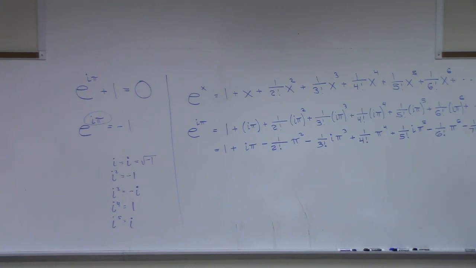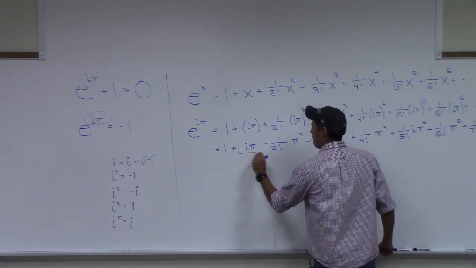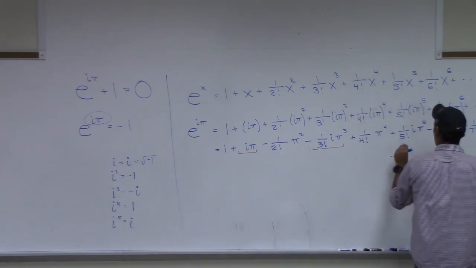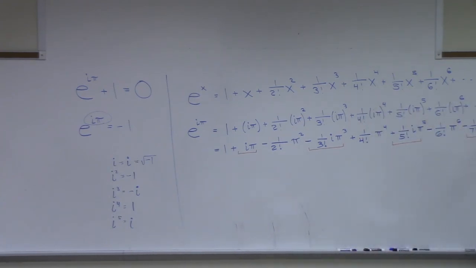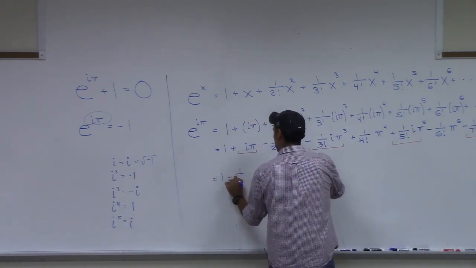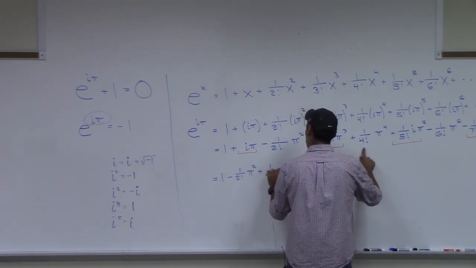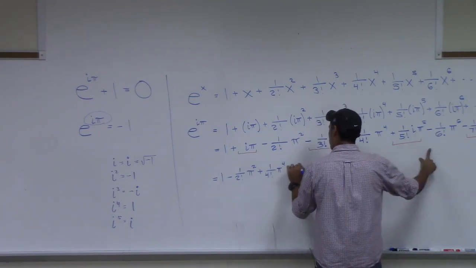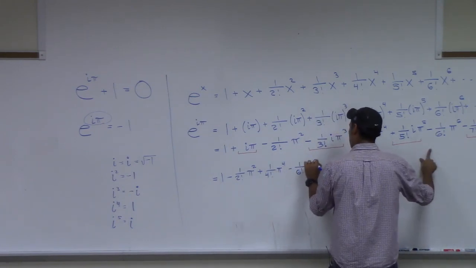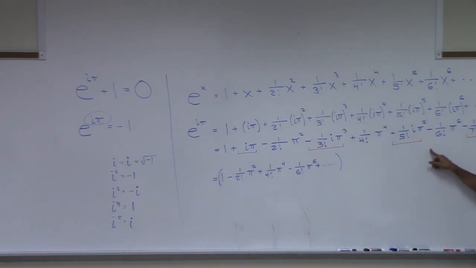All right. You ready for the coolness? I mean, it's already cool, but you ready for the super coolness? Okay. See those? Those all have i in them, don't they? The others do not have i in them. So I'm going to change this. I'm going to write this as 1 minus 1 over 2 factorial pi squared plus 1 over 4 factorial pi to the 4th minus 1 over 6 factorial pi to the 6th plus dot, dot, dot. That takes care of everything that doesn't have i's in it, right?